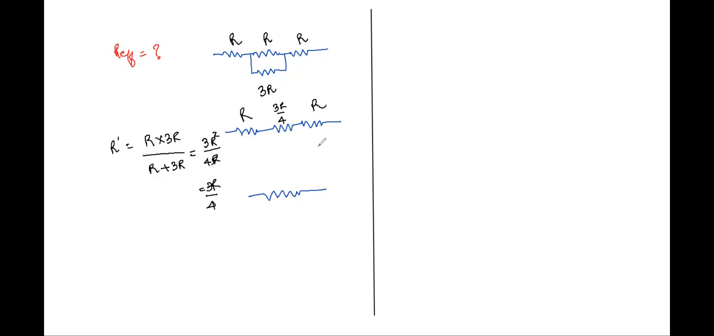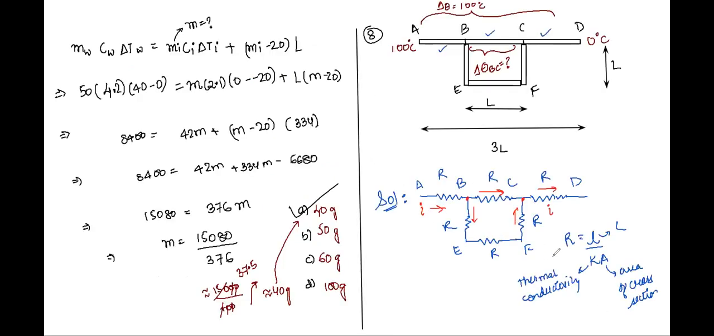So we'll have this as 23 by 4 R, or we can also call it 2.75 R or 11 by 4 R, right? Now that we have this answer, this is the effective resistance which we were looking for. So we have effective resistance R effective given as 11R by 4. What next, Karuna? What do we have to do further?